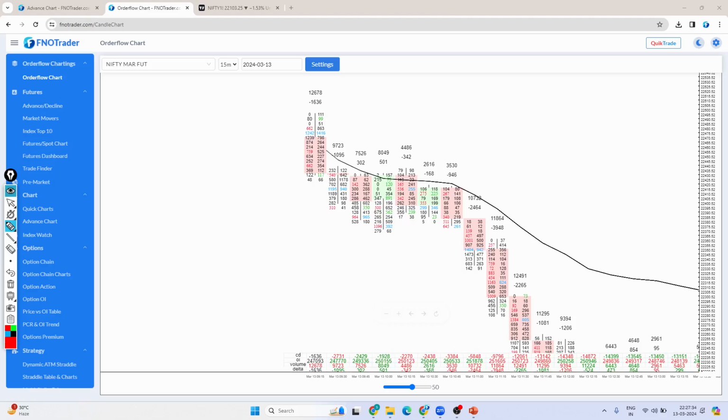Now look at this particular one. There is a lot of volume. 12,617 contracts were traded or exchanged hands. In that, open interest started at 2,47,000 contracts. Look at the delta, because we are in the order flow chart, right? We want these numbers to be seen.